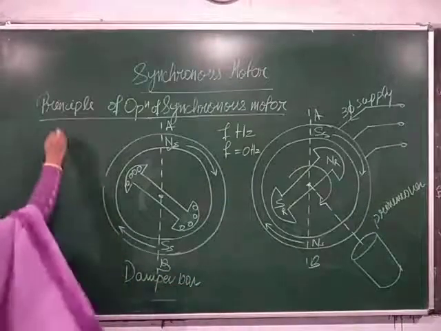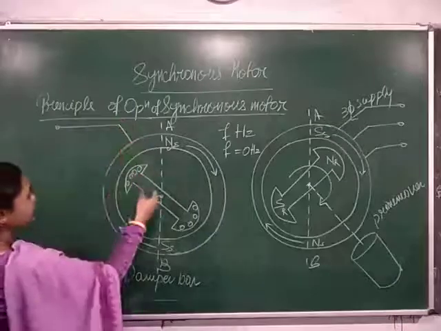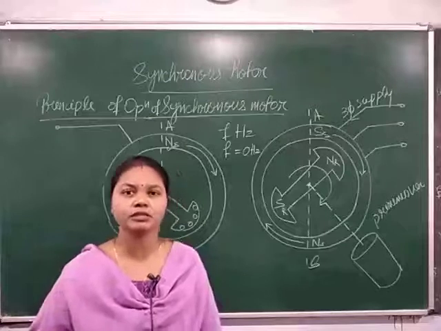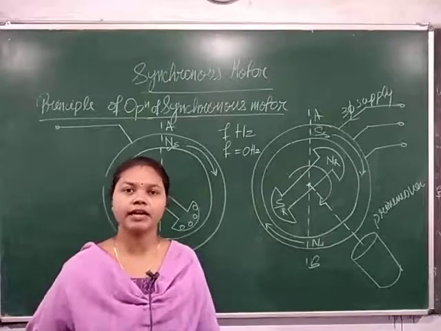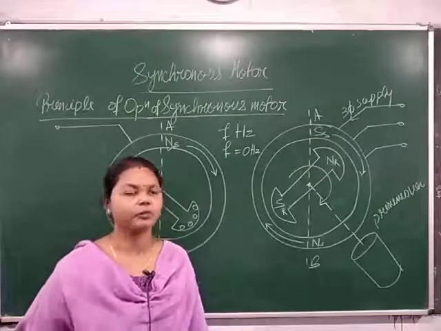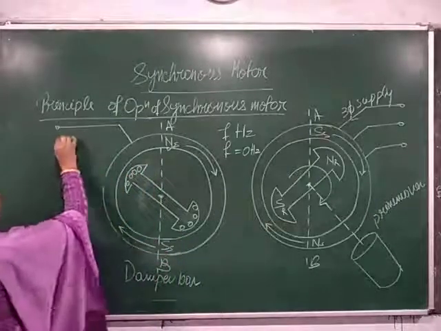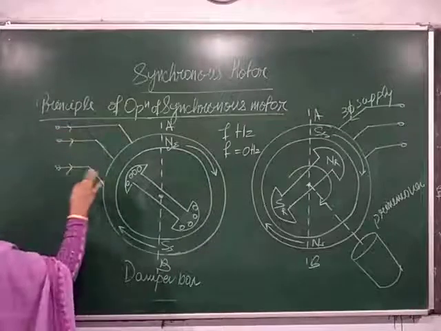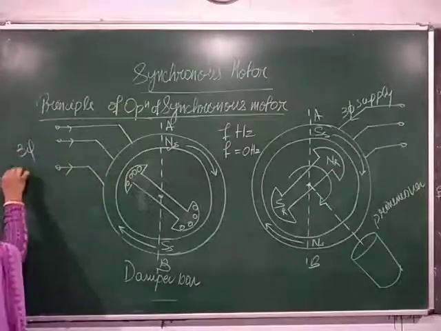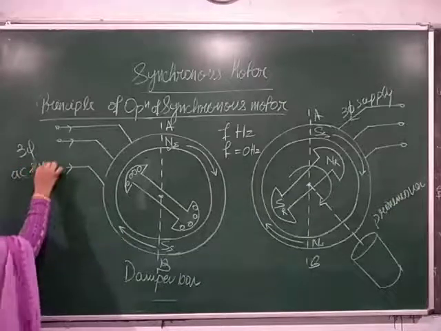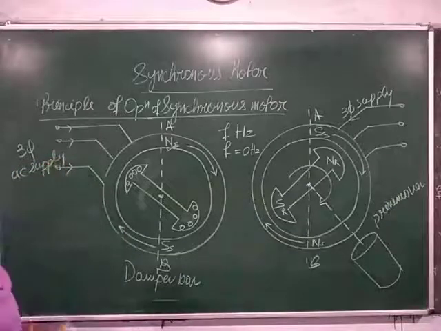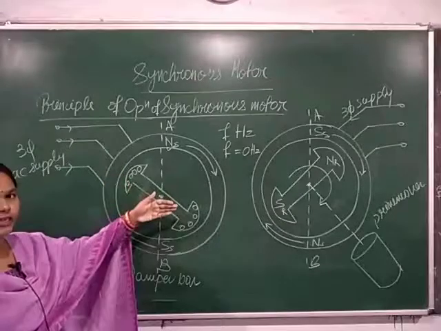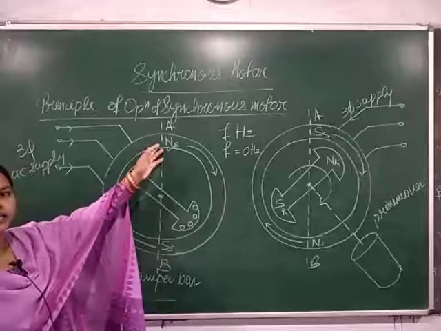Then three-phase, initially the rotor is unexcited. It means no current is flowing through the rotor winding, that is the field winding. It means field current is 0 now. At starting, you give three-phase AC supply to the stator, that is to the armature winding, so that a rotating magnetic field is created.